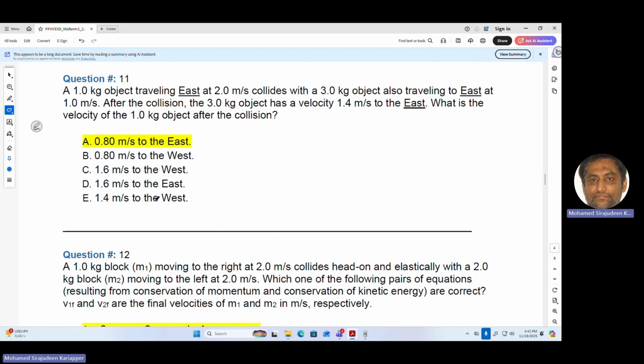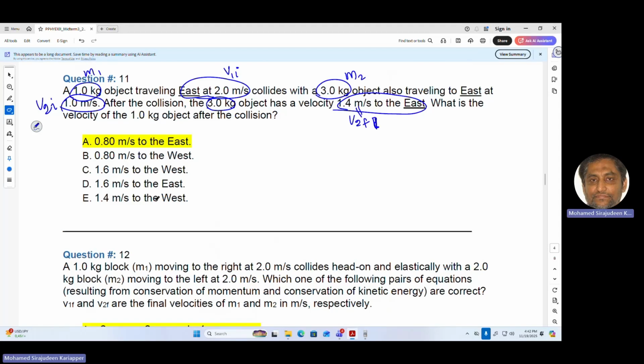V2F is given. Let me show you. What is this? Let me call it M1. That means this is V1I. Good? Okay. This is M2. If I call it M2, this is V2I, before. After the collision, 3 kilogram, because I told M2 is the 3 kilogram. So 1.4, this will be V2F. It's given.